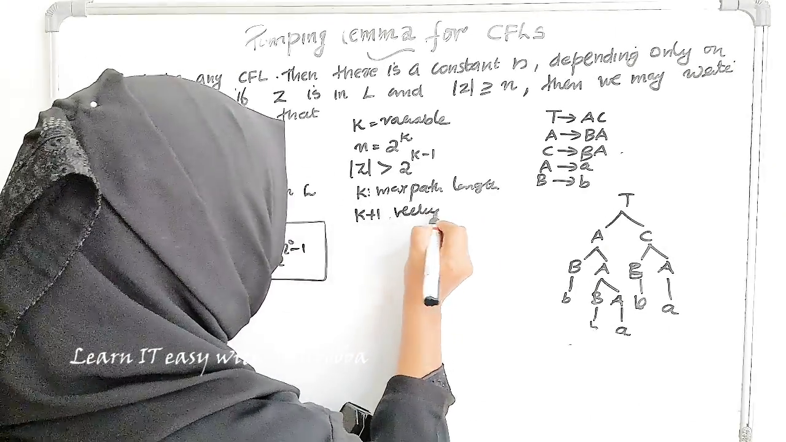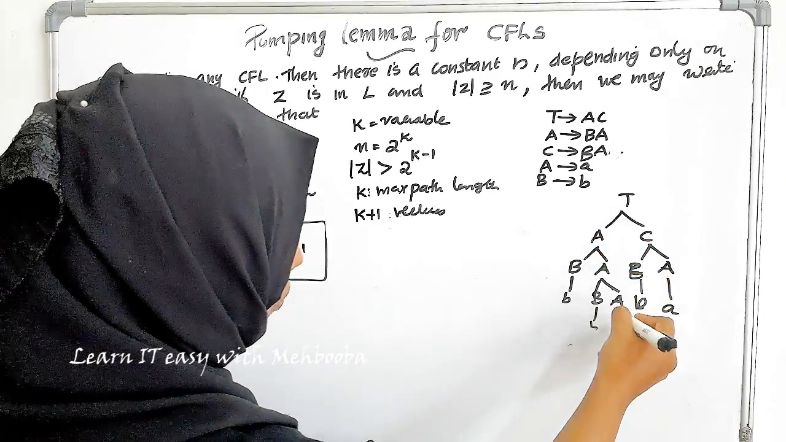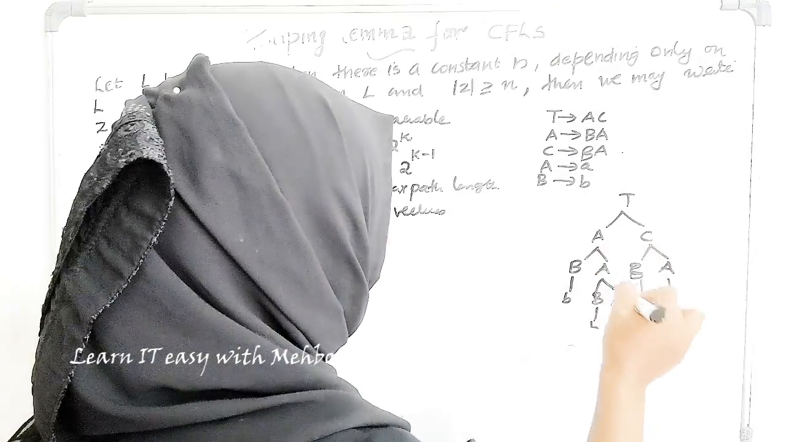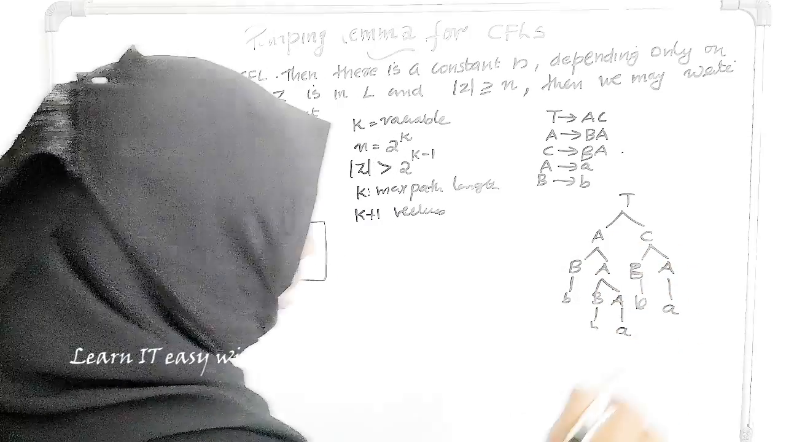I will show you that. For example, this path length is 1, 2, 3, 4 because we are counting the edges. This particular path contains 4 edges, then 5 vertices: 1, 2, 3, 4 and 5 vertices.